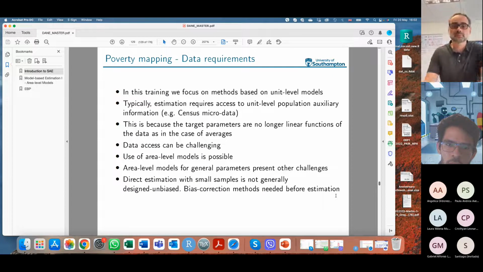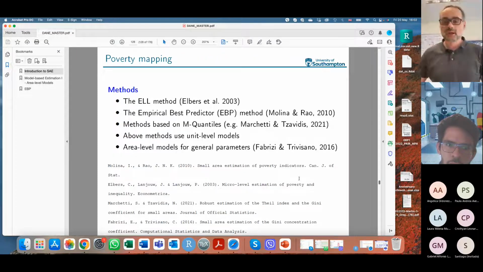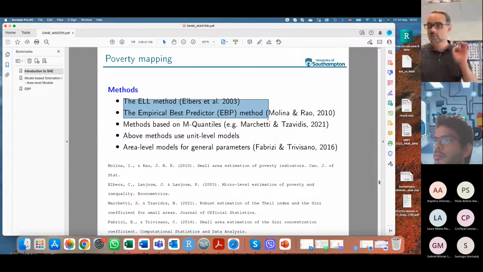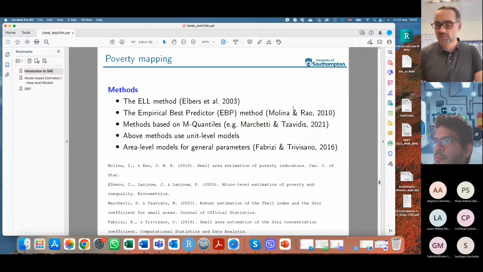Okay. In this training, we're going to focus on methods based on unit level models. So the ELL and the EBP methods are using unit level models, not area level models. We're going to focus on unit level models, so basically what we described just before.